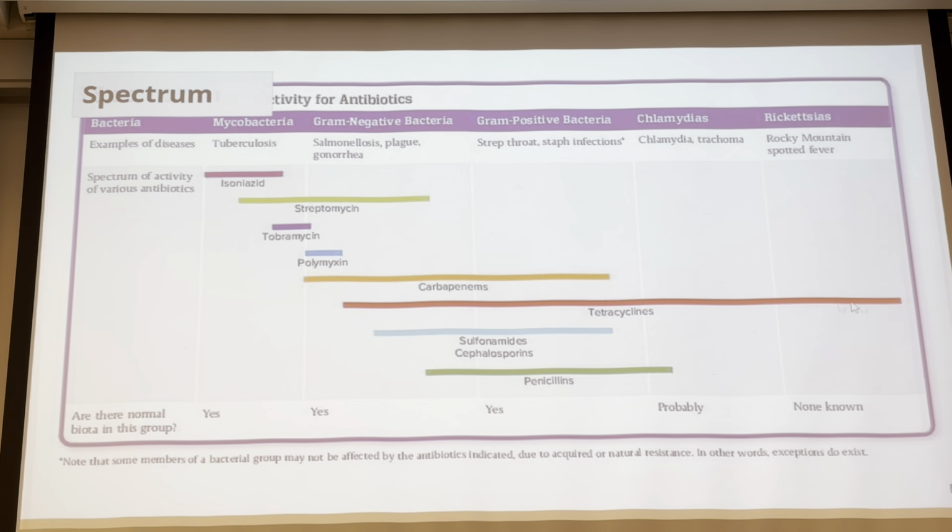Just because it's broad spectrum, it doesn't mean it kills everything. Broad spectrum is maybe some of the positives, some of the negatives, so a little bit of the positives, more of the negatives, a little bit of the negatives, more of the positives. You don't have to memorize that, just so you know, broad spectrum means it's covering more gram variability.